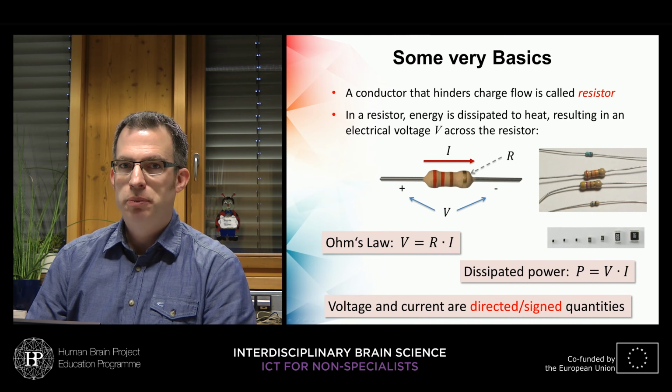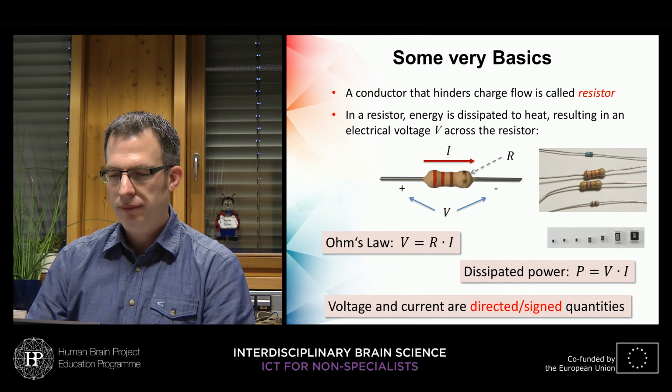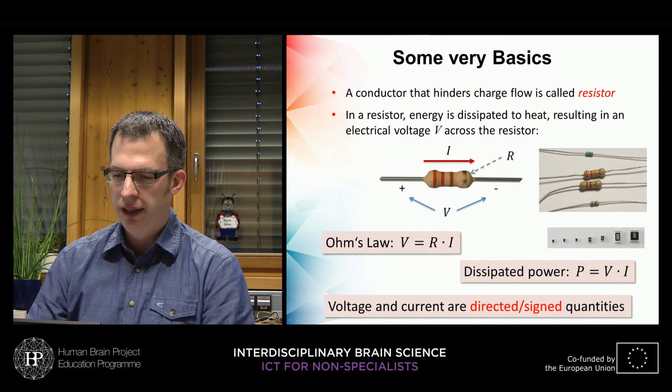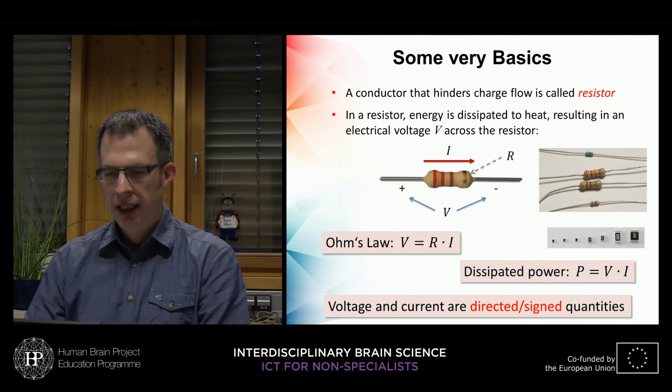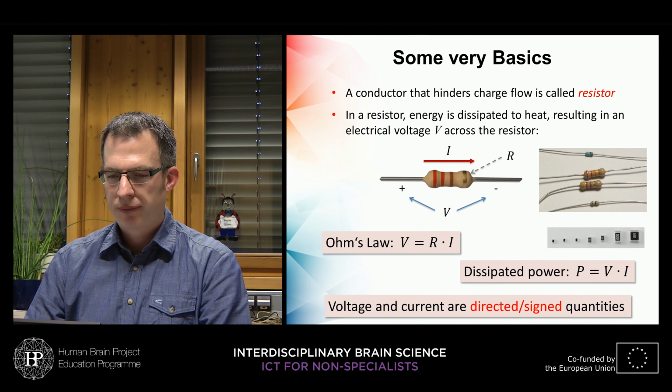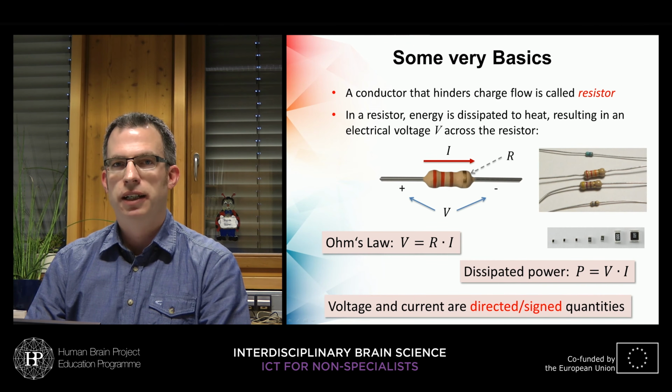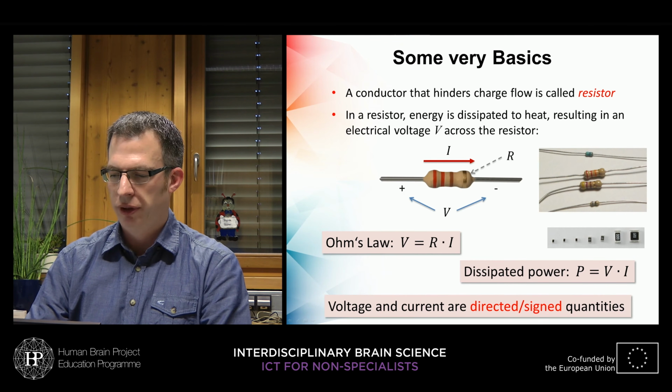And as I said, heat is dissipated in this resistor. This is in the end power, if we have it over time. And the power that is dissipated inside a resistor is given by the product of the voltage across this resistor times the current I through this resistor. And as you can see, the voltage across the resistor and also the current are directed quantities, so they always have a sign, which is usually relevant for analyzing a circuit made of these things.